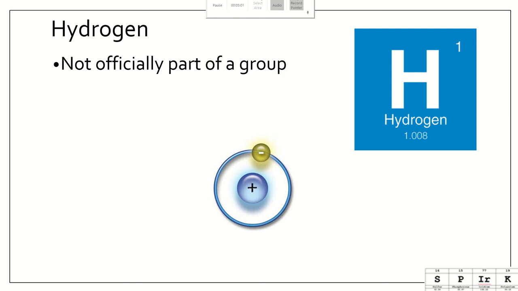Last guy we'll talk about is hydrogen. He's not officially a part of any group, although he would be considered as part of the nonmetals. It is a gas at room temperature, STP, standard temperature and pressure, and he has 1 valence electron. So hydrogen is a part of group 1, but it is not an alkali metal.